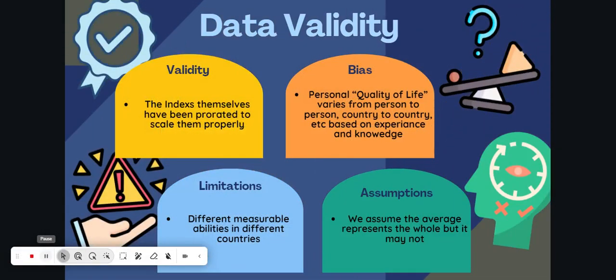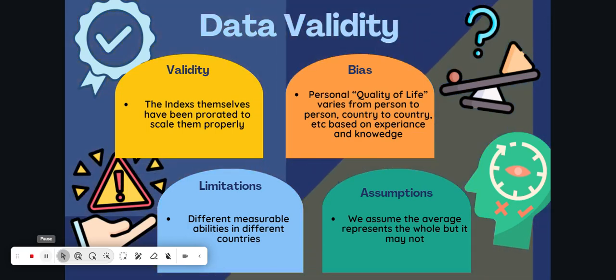As previously mentioned when talking about our graphs, the indexes themselves have been prorated to scale them properly. The validity of this scaling may or may not change the results of this data. For bias, among possibly many, we believe the largest one is personal bias. This means that the personal quality of life varies from person to person, and in our case, country to country, based on experience and knowledge. By this I mean what people in one country consider a, quote, high quality of life might be different from what people in another country think, and this can affect the way that the scales are ranked.